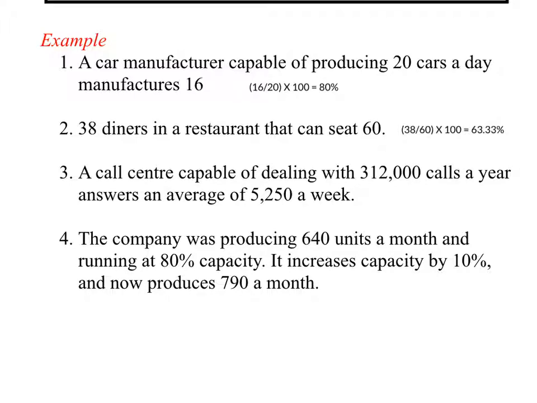The second one, a restaurant can seat up to 60 guests, but on average they're sitting 38 diners, so therefore 38 divided by 60 times by 100 gets you 63.33%. Now, if this is an average, it suggests that during the week, probably in their non-peak hours, they are really struggling with getting customers to sit down. I would be concerned with a number of 63.33 because it suggests that I'm not utilising my capacity well enough.